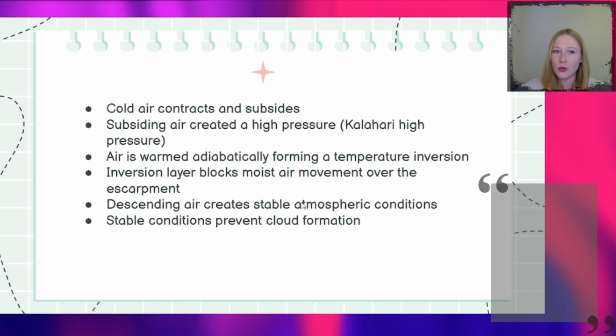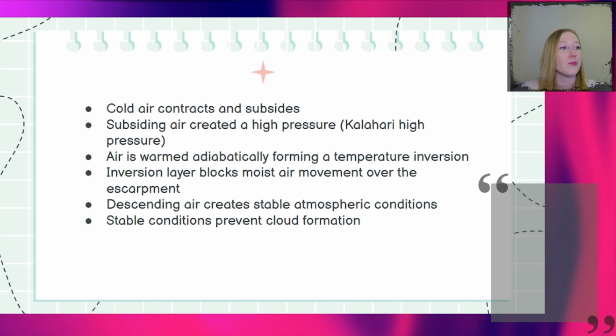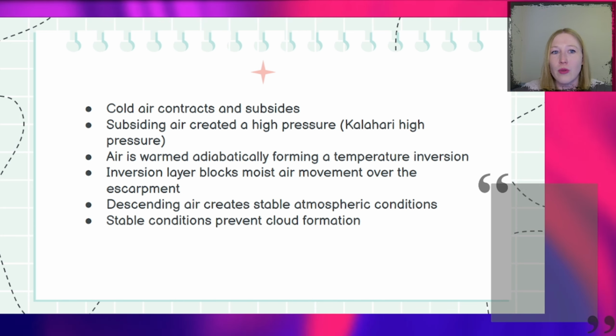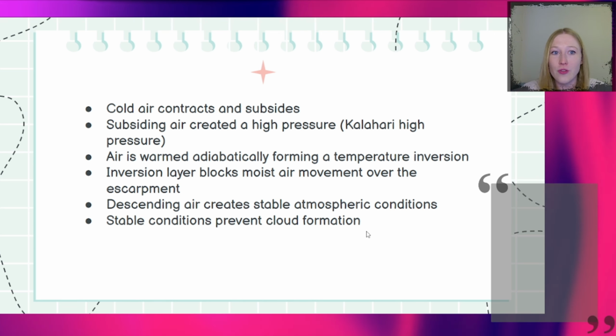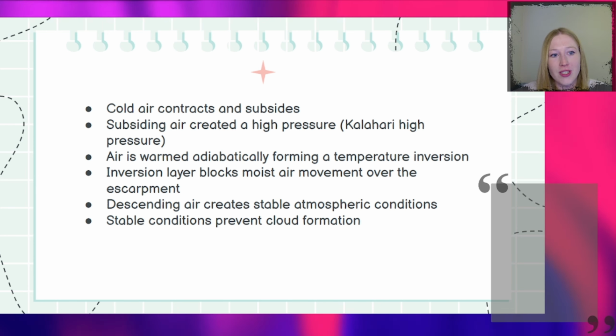So we have cold air on the ground, and then we have a warm layer of air, and that's considered quite stable. It means that wind and atmospheric movement can't really happen in those conditions. It also means that we can't have any cloud formation. The air can't rise for condensation to happen.